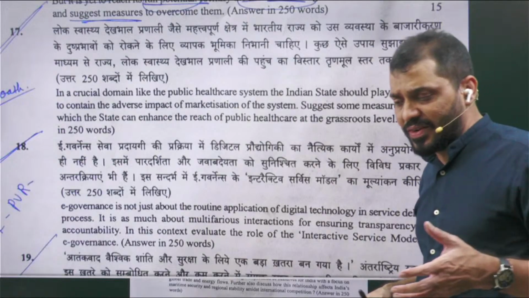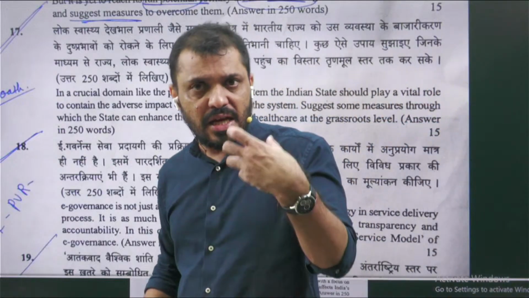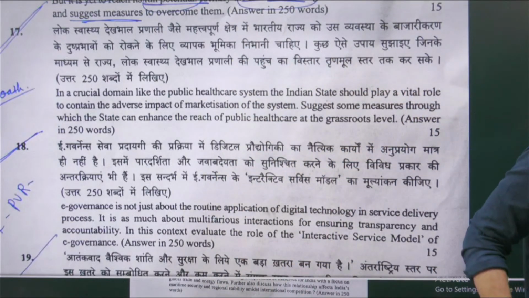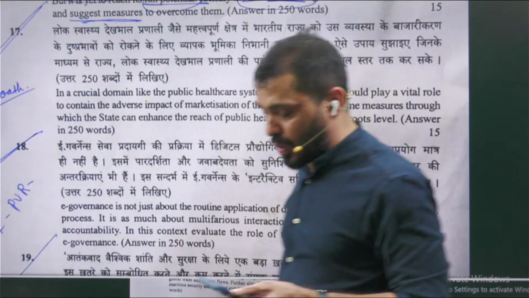Next, suggest some measures through which the state can enhance the reach of public healthcare at the grassroots level. How the government can improve public health at the Panchayat Raj level. That's okay, in terms of developing the public healthcare system and all these things.